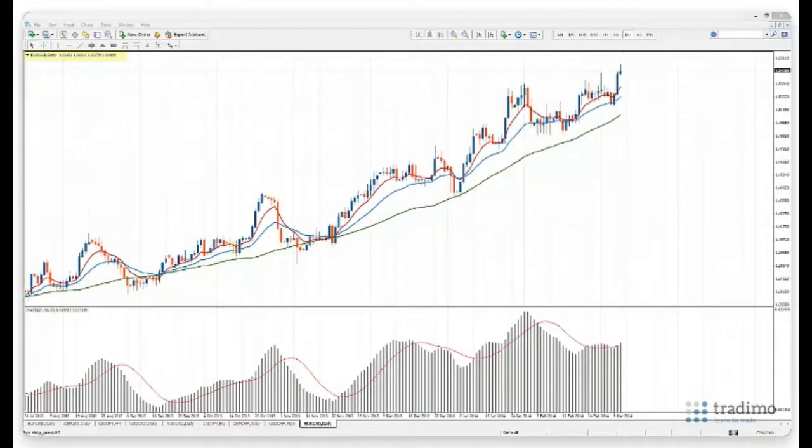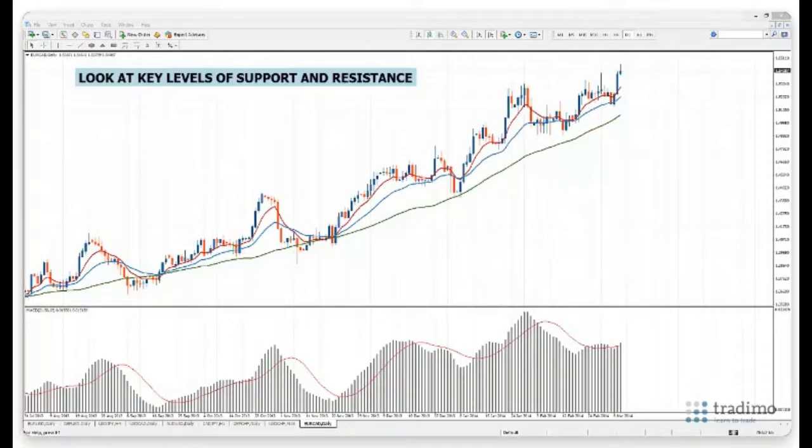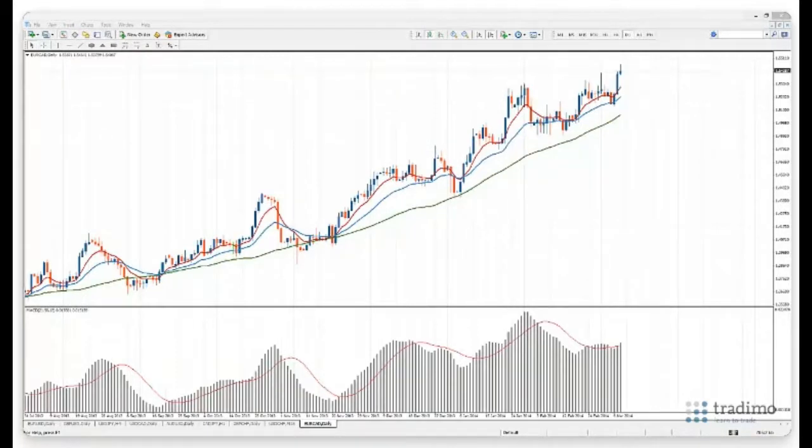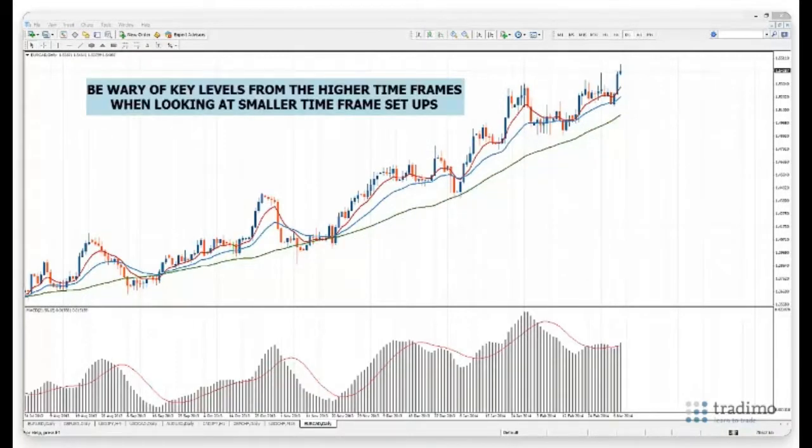Starting on the daily chart, look at the trend direction, the angle and separation of the moving averages, the size of the candles for signs of clear momentum, as well as the MACD for signs of strong or weak momentum. We also want to look at any key levels of support and resistance and trend lines, as we do not want to be trading blindly into these areas when taking trades on a smaller time frame.